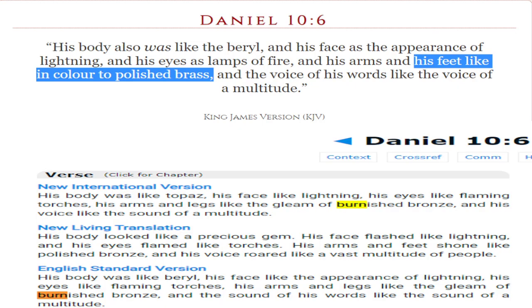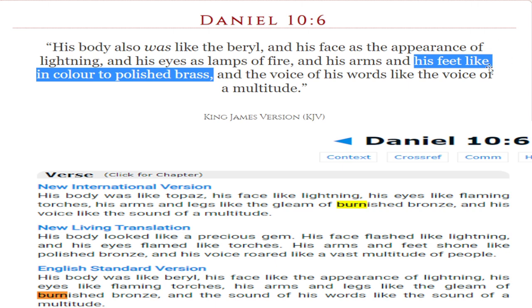We'll go to Daniel 10:6, which reads, his body also was like the beryl, and his face as the appearance of lightning, and his eyes as lamps of fire, and his arms and his feet like in color to polished brass, and the voice of his words like the voice of a multitude. Right? And the reason they could only see his feet is because back then in the ancient world we wore long garments. Our garments went down to our feet. Our arms were covered. The only thing you could really see most of the time, unless it was a certain circumstance where it was work related, was someone's face and someone's feet, because we were wearing sandals, right? Our feet were exposed.